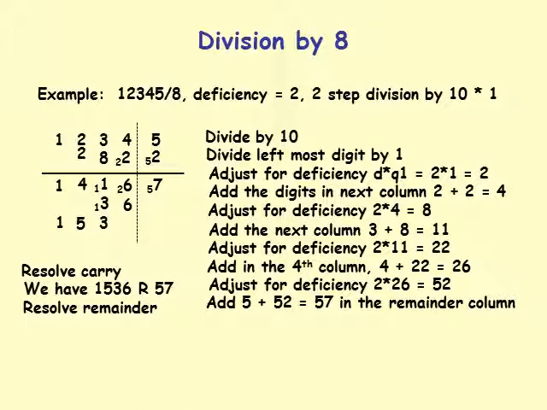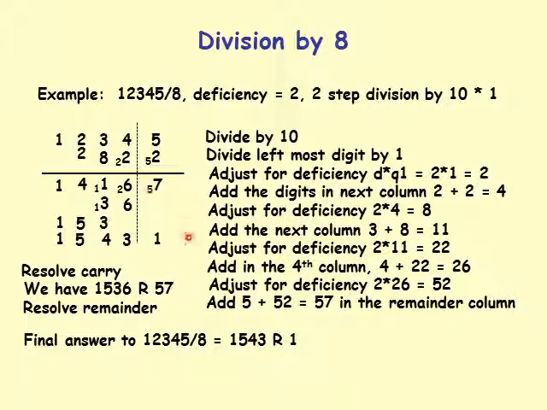Okay. Now resolve the remainder. So the remainder gives me an improper fraction because 57 by 8 is more than 1. It's an improper fraction. So 57 by 8 is 7, remainder 1. Okay. So add 7 to 1536. I got 1543, remainder 1. Okay. Final answer is 12345 divided by 8 is 1543, remainder 1.